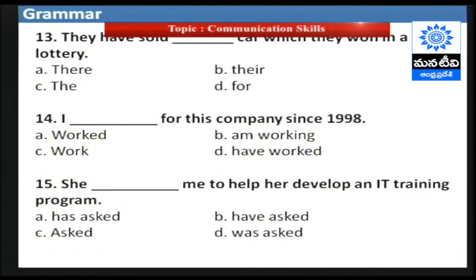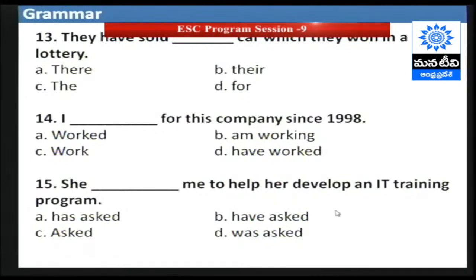Number 15, she dashed me to help her develop an IT training program. She has asked, she have asked. Can I use have? I just spoke about subject verb agreement, right? I can't use have because she is a singular form. She has asked me to help her to develop an IT training program.